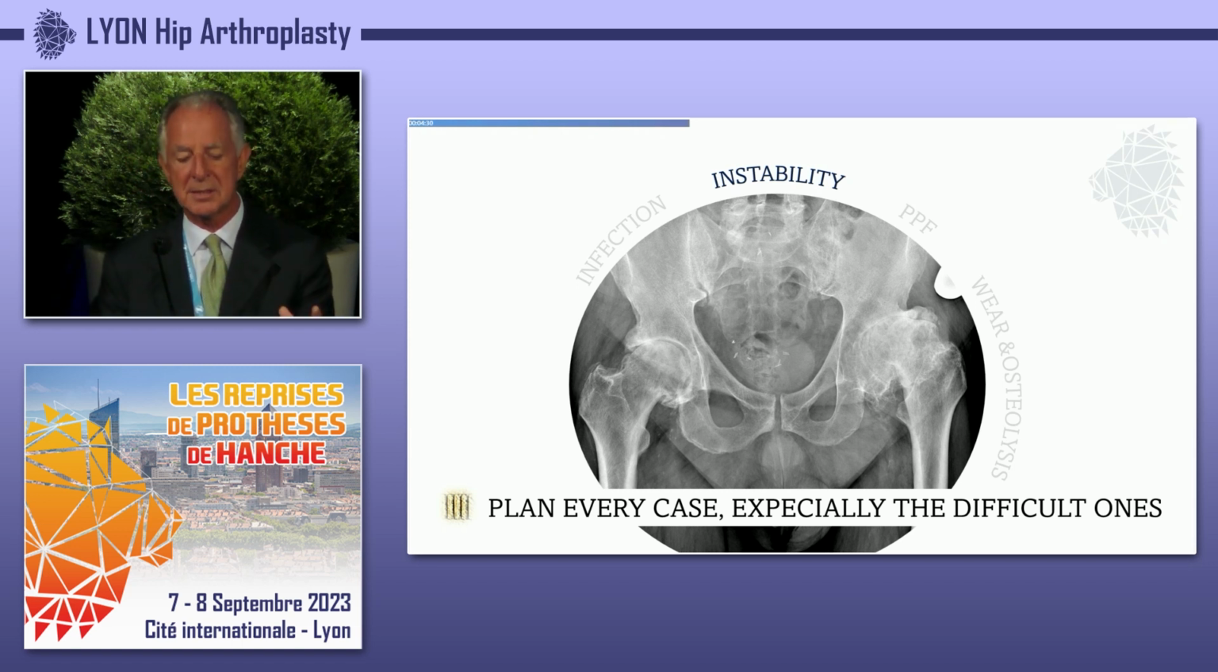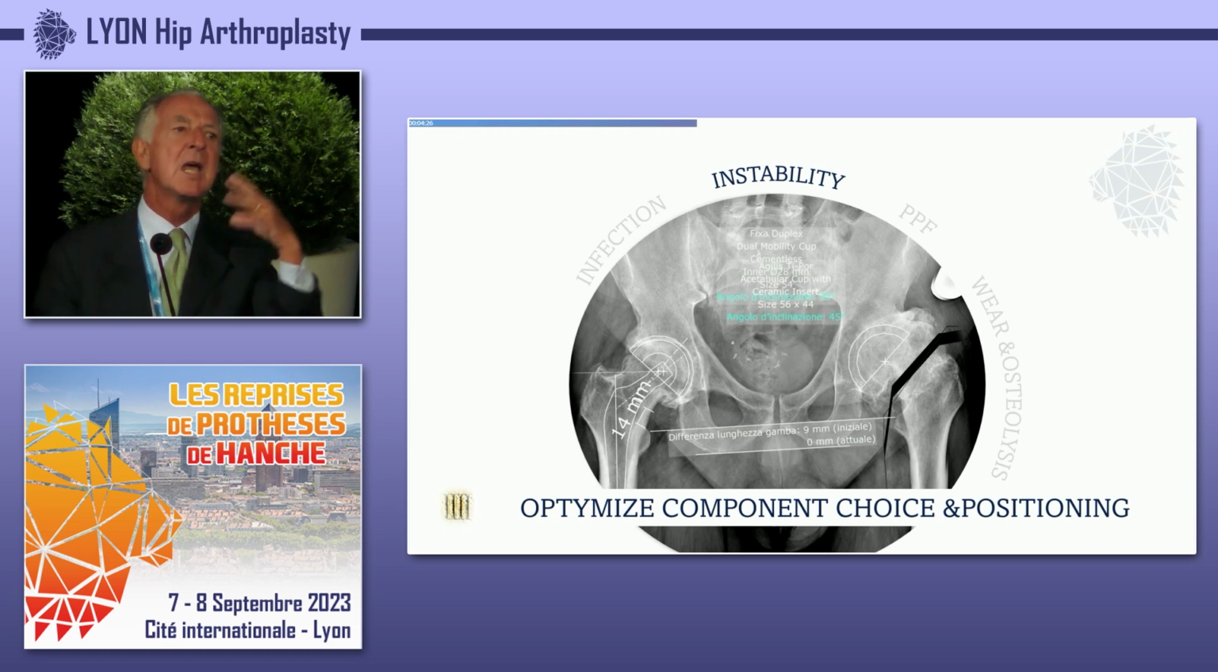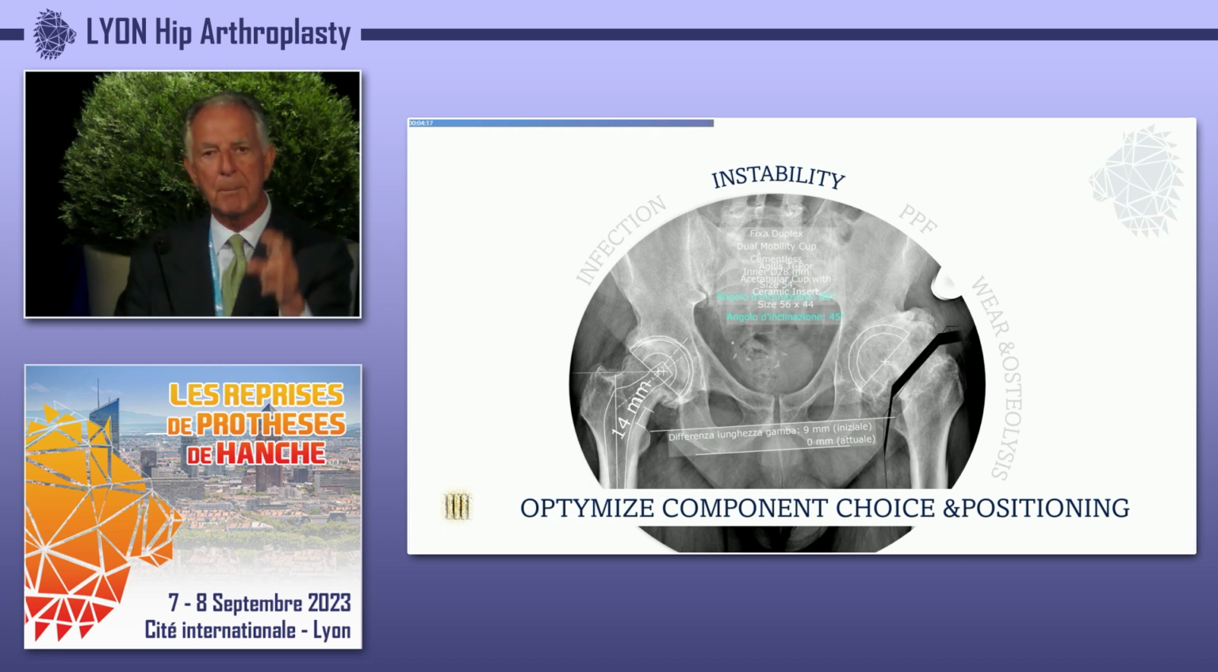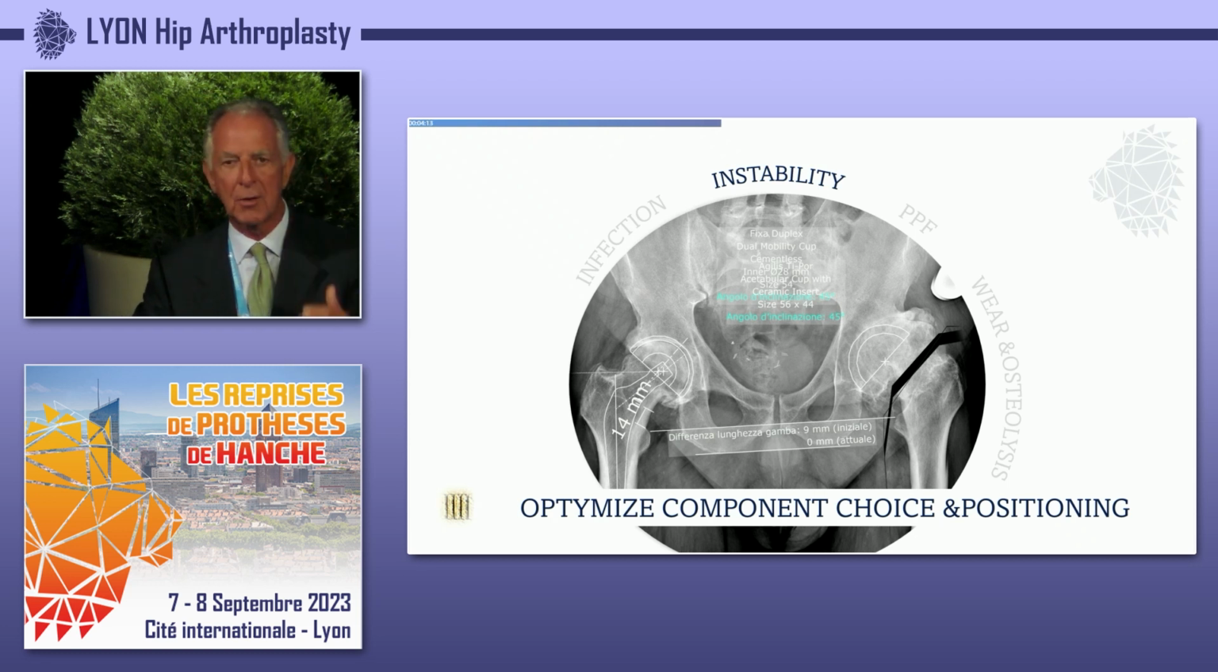The fourth remark: plan every case, especially the difficult ones, because this gives you the possibility to choose the right component for your patients and position the center of rotation and the offsets of your patients as well. And as we said before, don't stay only with planning, just optimize as much as possible.